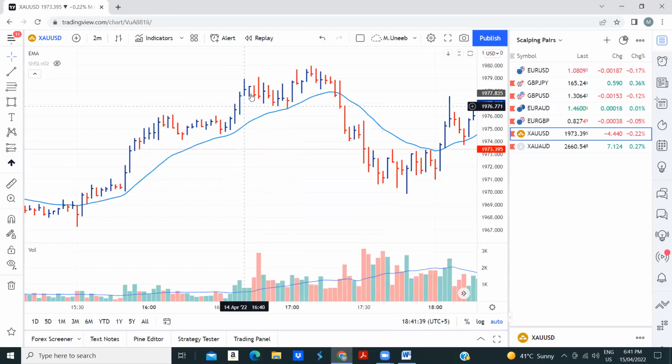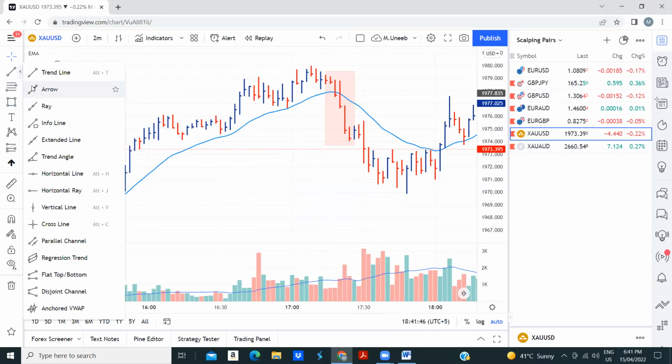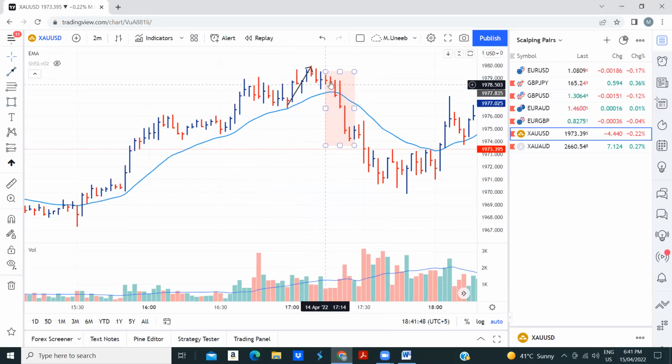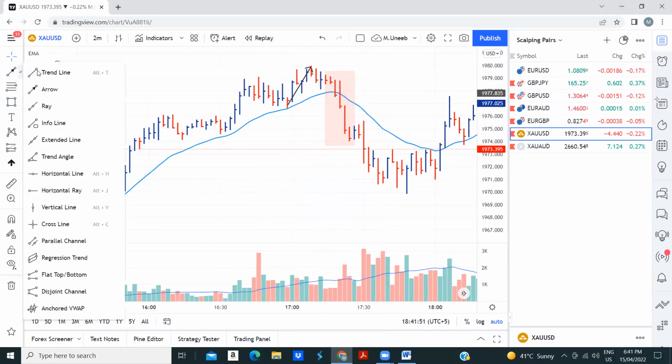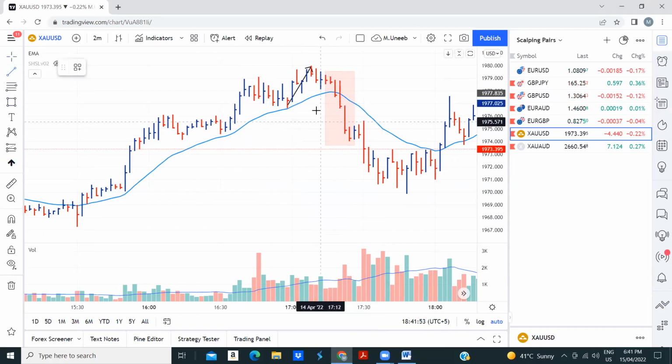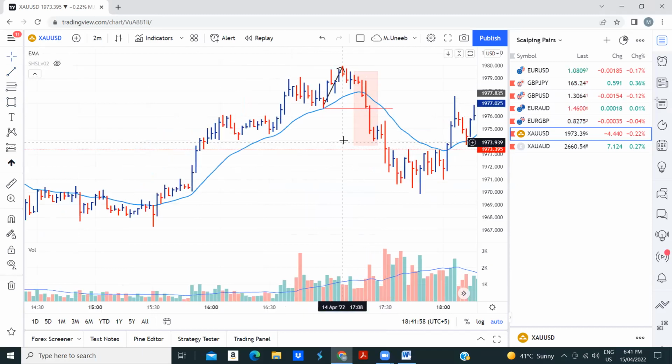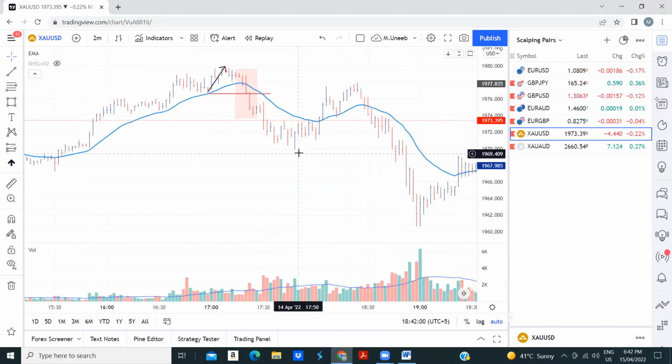Now you see, we have an impulse wave, a corrective wave, but see this one. This is the impulse wave. So you see, the corrective wave becomes larger than the impulse wave, and it breaks the low of the previous impulse wave. We call it a reversal. Can you see? This is a reversal. This is an uptrend, and because of this larger corrective wave, the uptrend is changed into a downtrend.